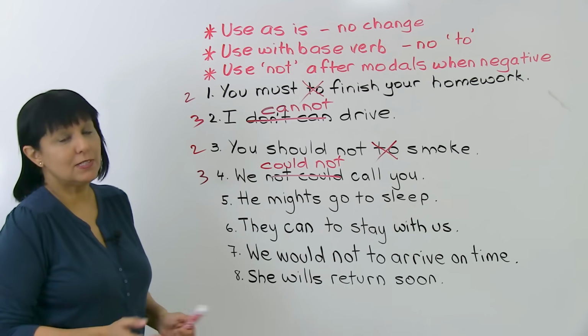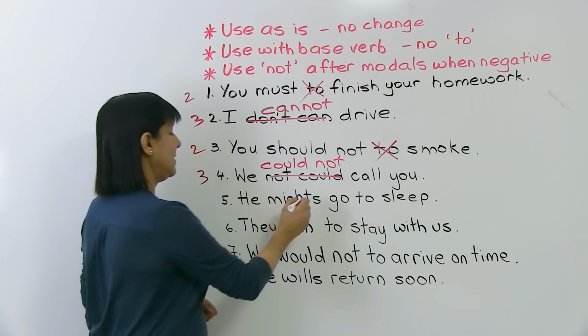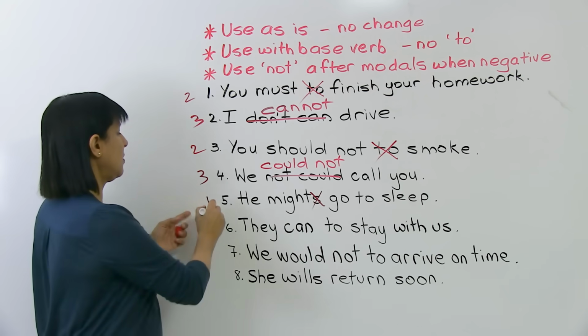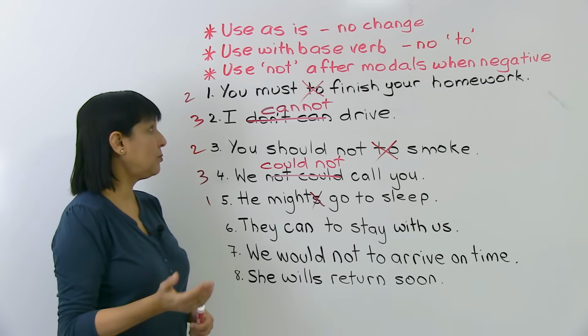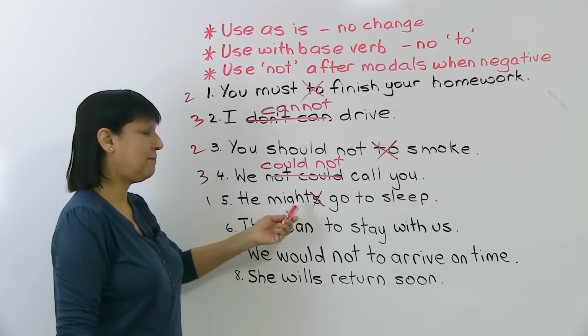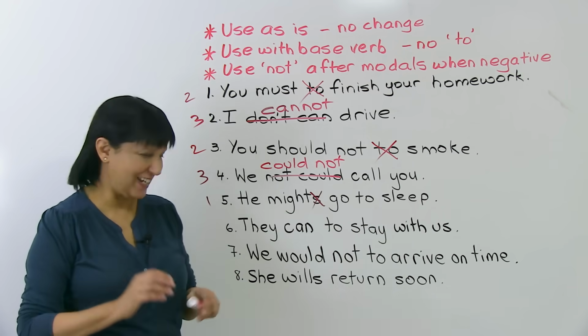Number five, he might go to sleep. It's not right. It should be he might go to sleep, okay? This was our rule number one here at the top. And the rule was that we don't change anything, right? We just say he might go to sleep. We never change the modal, right?